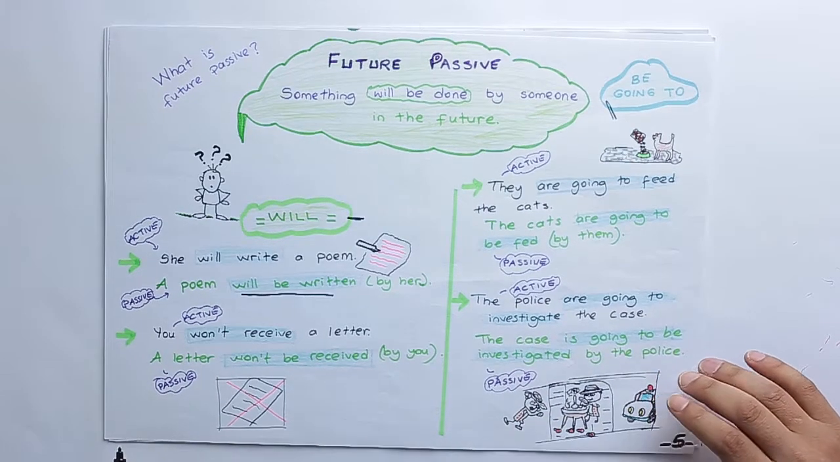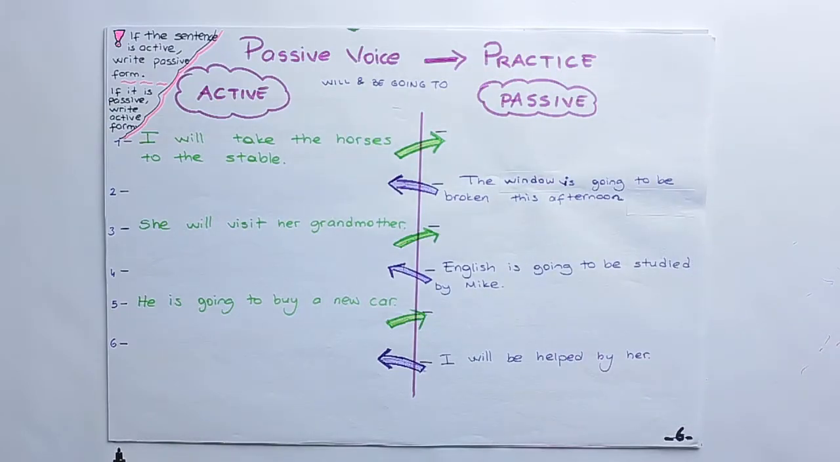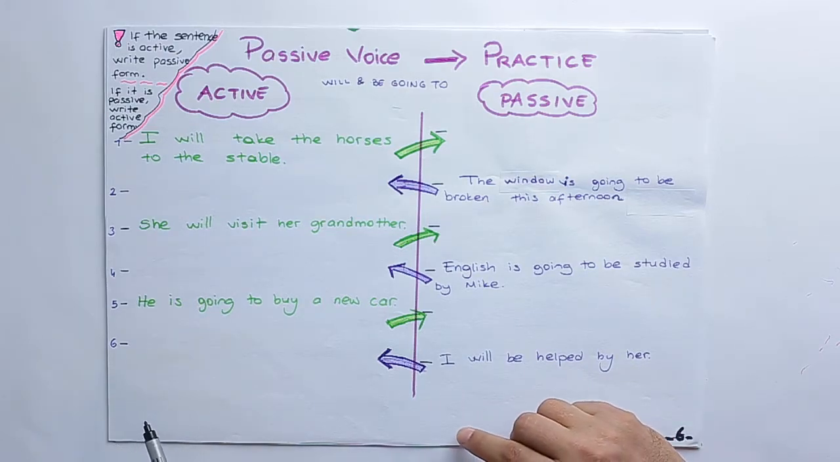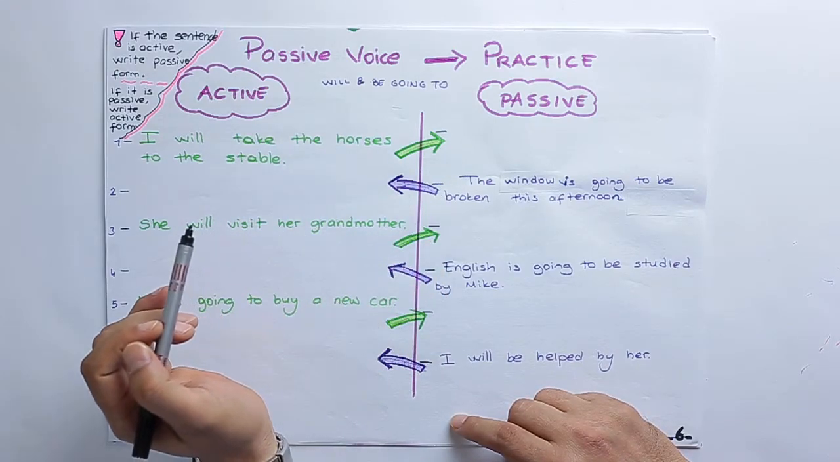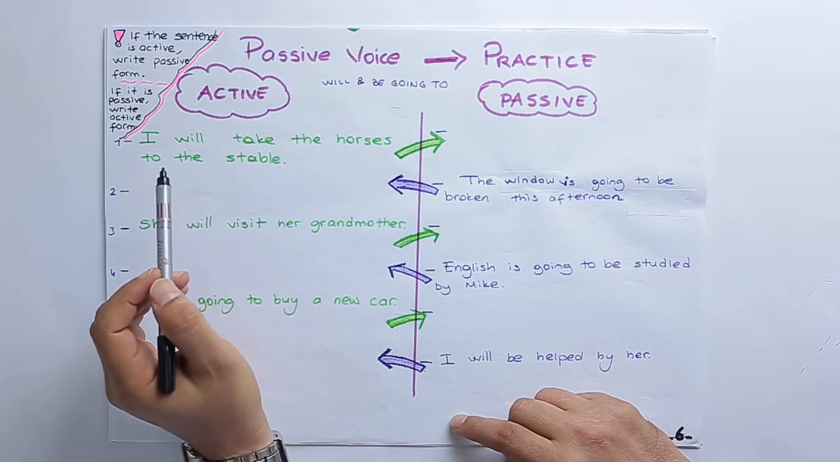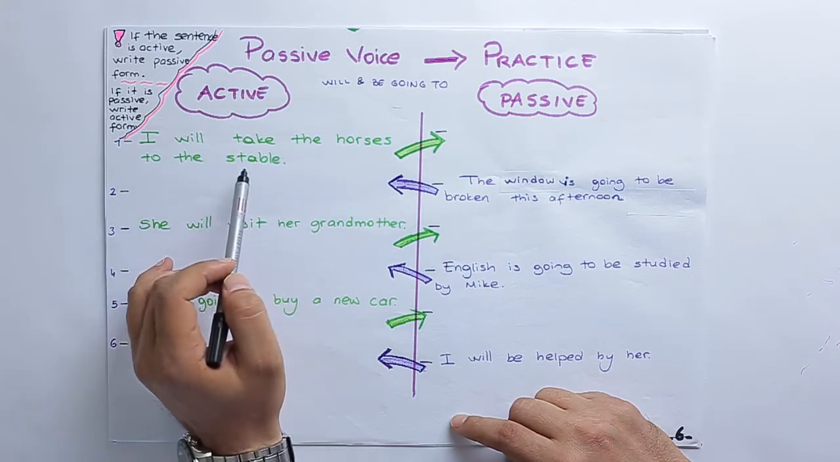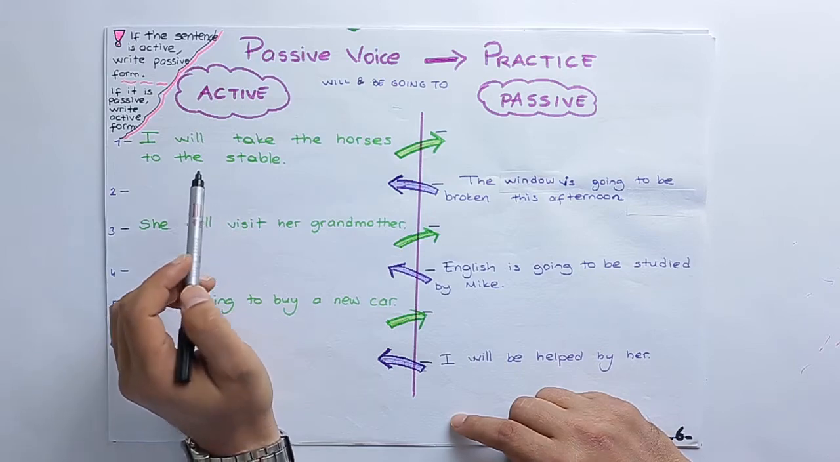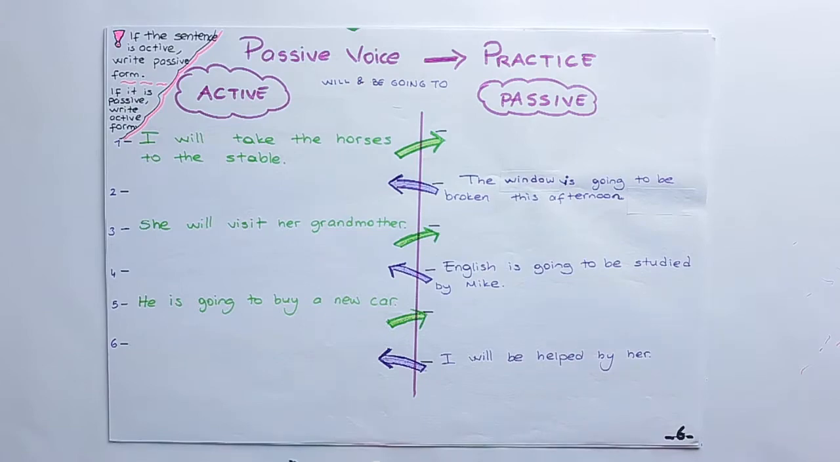These are the future forms of active and also passive sentences. Now we have a practice part here. Will and be going to, active and also passive forms. For the first one, it says I will take the horses to the stable. This is an active form. We are going to change it into passive.